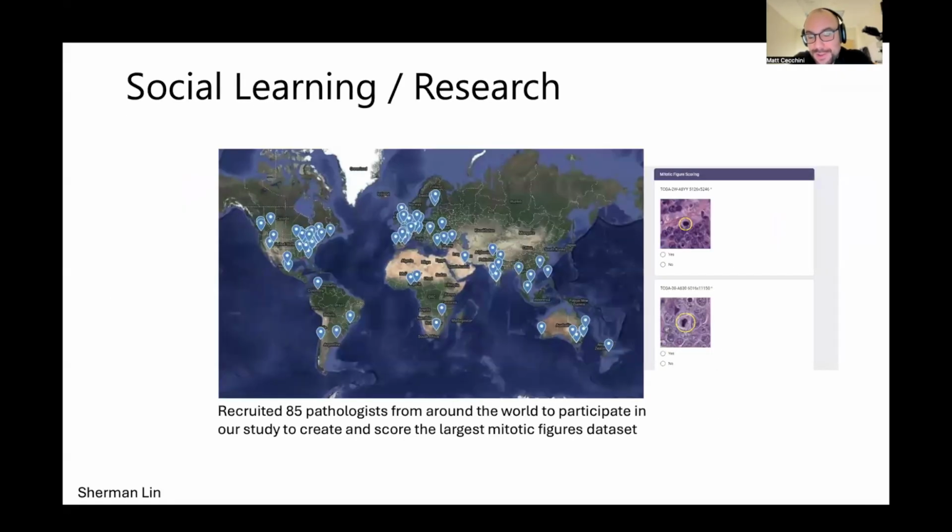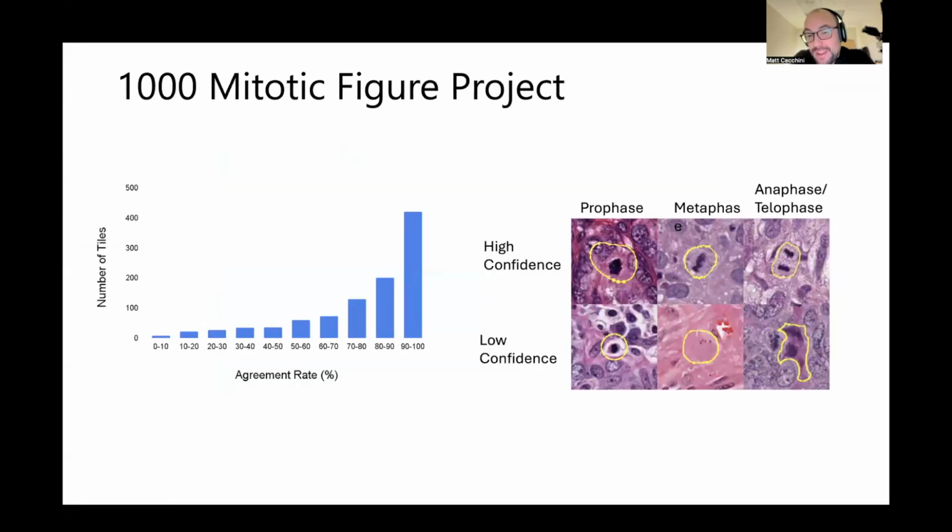We did this large mitotic figure project, which I think is actually still the largest database of mitotic figures. We had 1,000 mitotic figures with 85 pathologists from around the globe who scored them all as being a mitotic figure or not. And then we got some really cool data. Everyone voted on whether they thought each was a mitotic figure or not, so we have an 85-pathologist consensus on each one of these images.